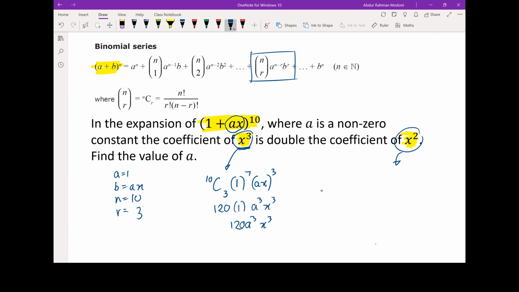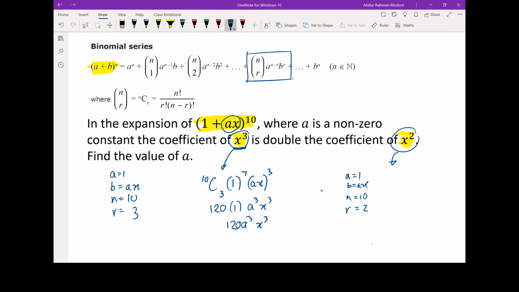So we've got here, first of all, a is equal to still 1, b is equal to ax, n is equal to 10, and the only thing that's changing is r, because we're looking at a different power of x. We're looking at r to the power of 2. Go and rewrite everything. So it will be 10C2 times 1 to the power of 10 minus 2, which is 8, and (ax) to the power of 2.